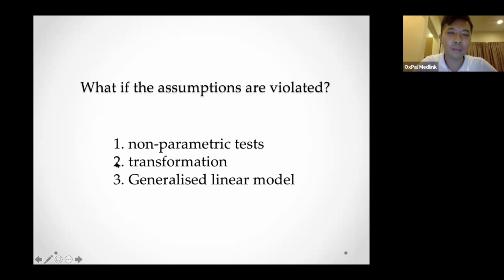So these are the step 2 and 3, slightly more advanced techniques, okay? But you can feel free to look them up if you wish to. Usually we just go for a non-parametric equivalent of the test that we are trying to use.